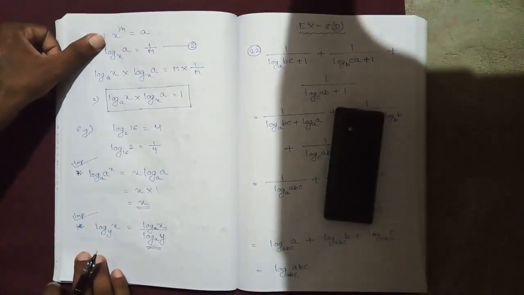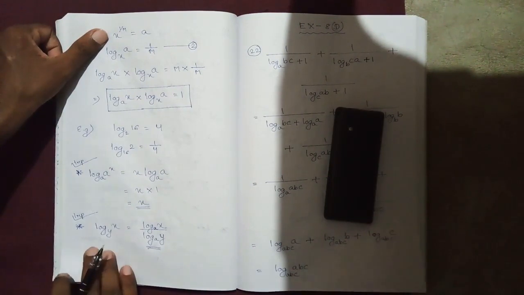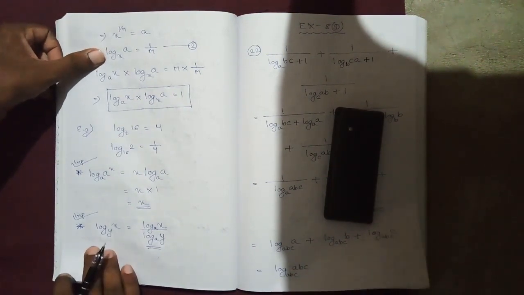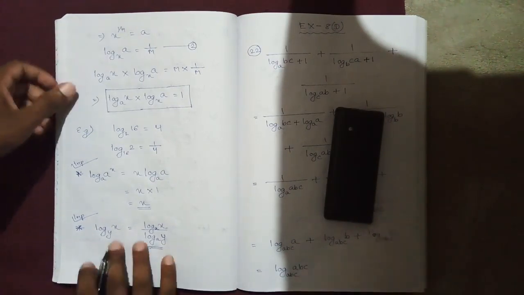So x power 1 by m is equal to a. X is the base, 1 by m is the power, a is the result. Converting this back to logarithmic form, we get log a at the base x is equal to 1 by m. Let it be equation 2.